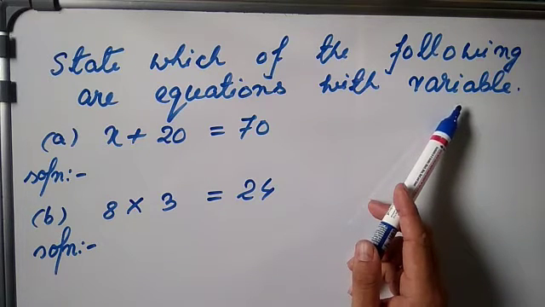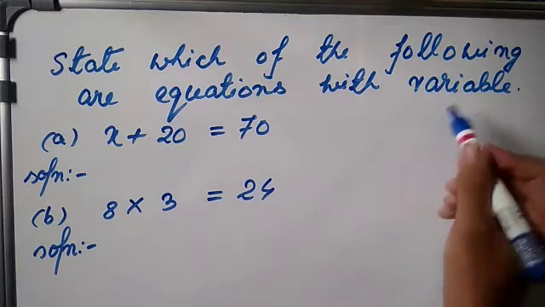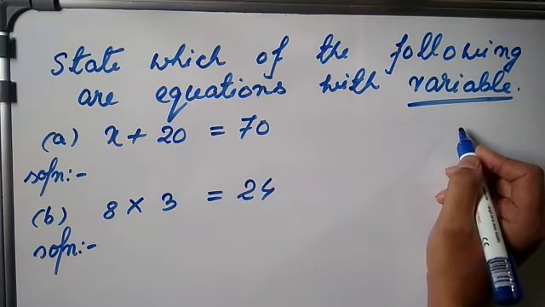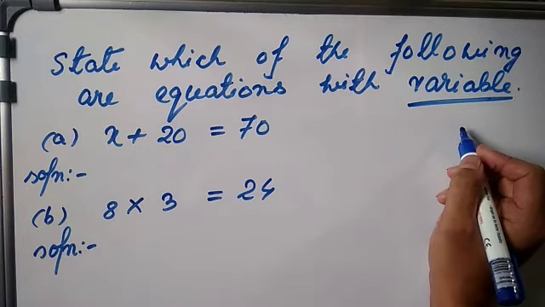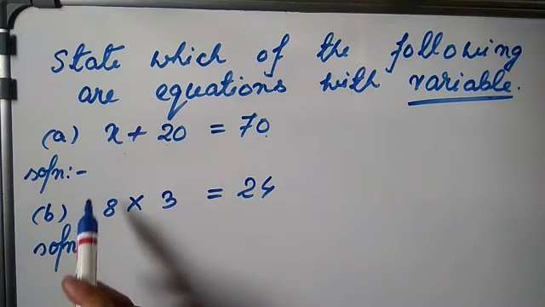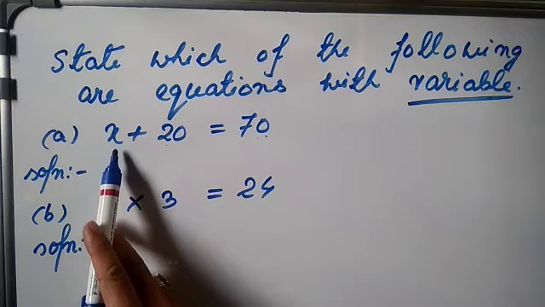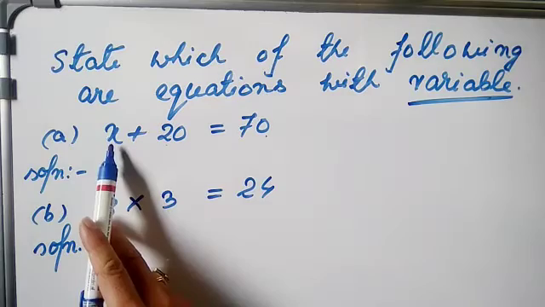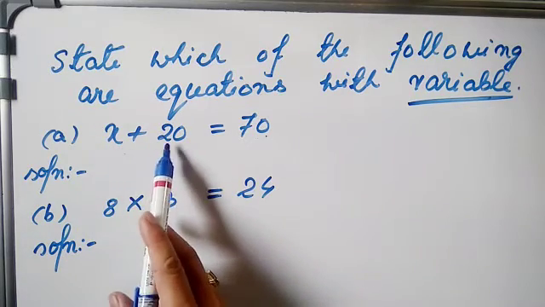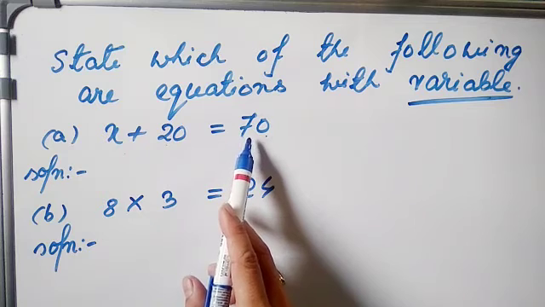Understood? So it means that in the question they will be giving us some equations, and among those equations we are going to find the equations that involve a variable. Understood? Those equations that involve a variable. So let's look at the first question. It says x plus 20 equals to 70.